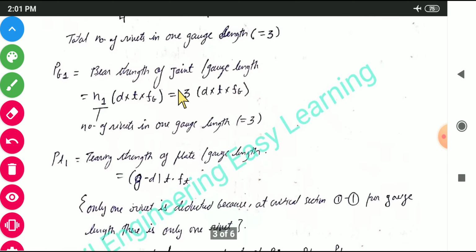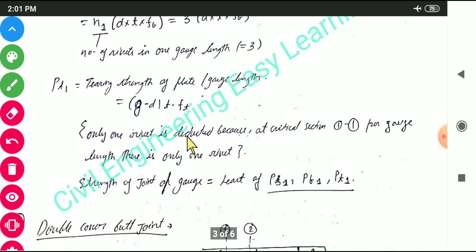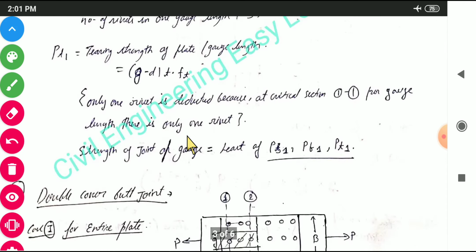So you can see here, it is G minus D times T. This will be the area, and Ft is the tearing strength, permissible stress. So here only one rivet is deducted because at the critical section, per gauge length, there is only one rivet. So I have shown you. So the strength of the joint will be the least of PS1, PB1 or PT1, whichever is less will be the strength of the joint. So this was the strength for the lap joint.